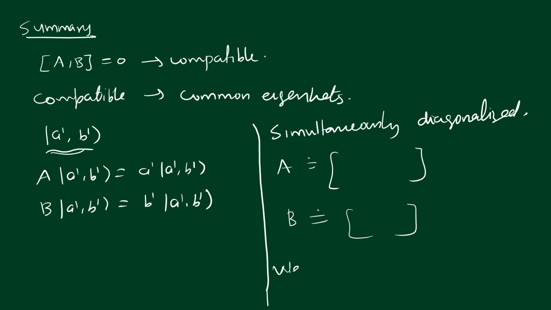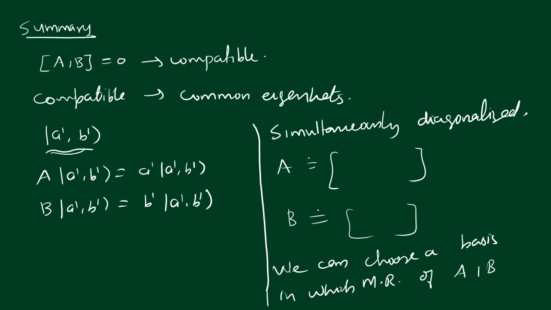So there exists a basis in which the matrix representations of A and B, or compatible observables, are diagonal. In the same basis, the matrix representations of A and B can be diagonal. This is what we mean when we say that A and B, or compatible observables, can be simultaneously diagonalized. So I think these are the things that we discussed in the previous class.